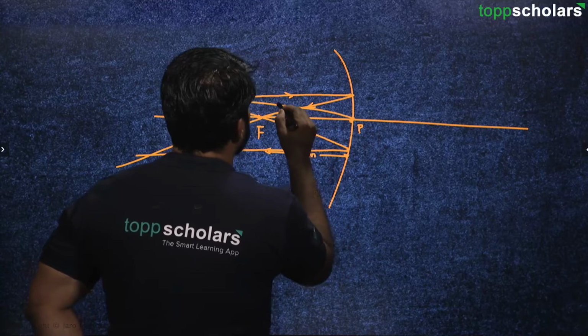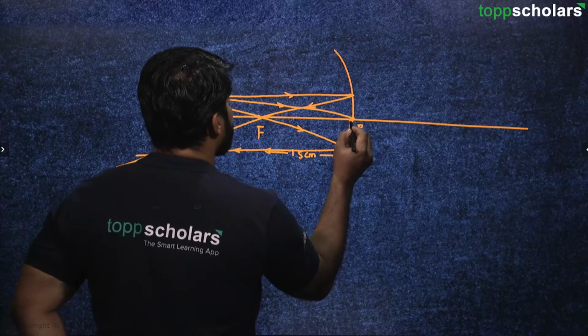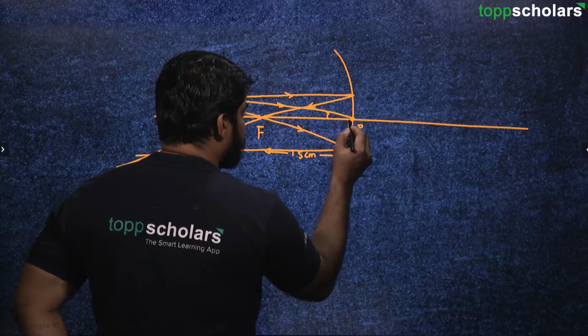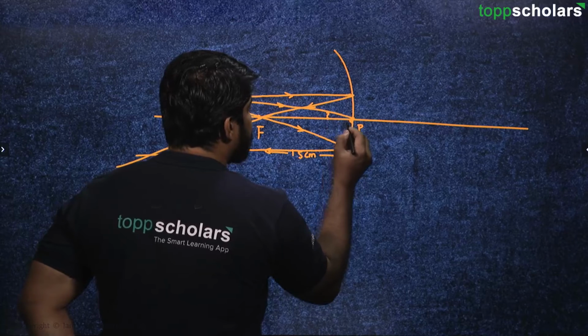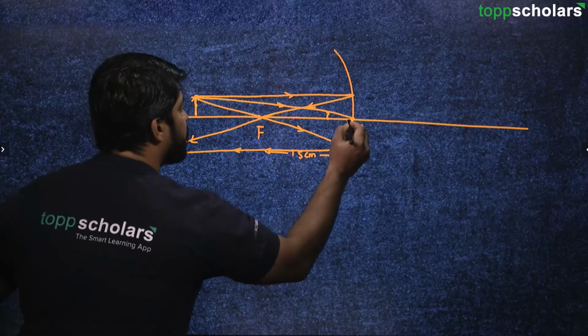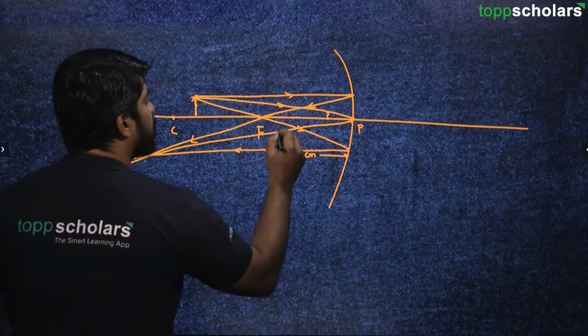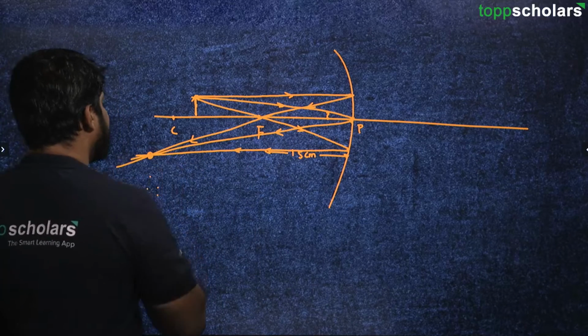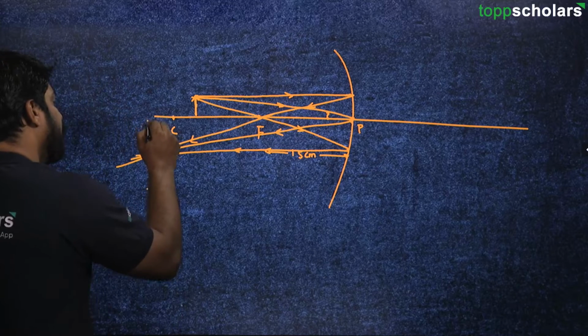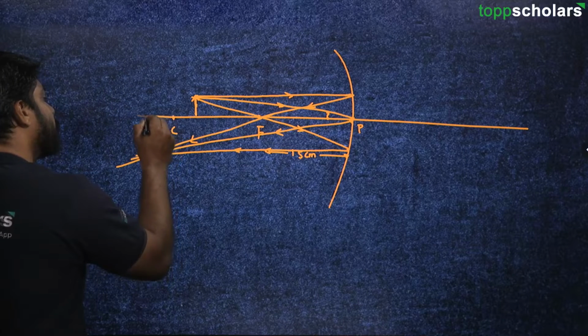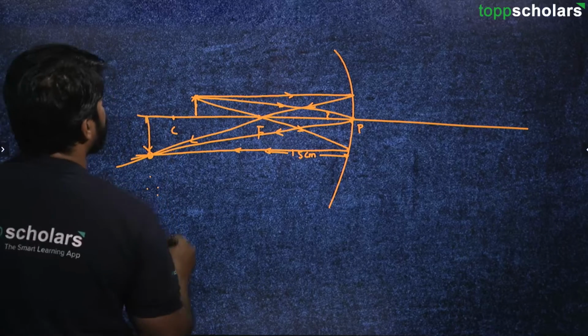So this ray, after being incident at the pole, is going to follow the laws of reflection, and definitely the angle of incidence and the angle of reflection are going to be the same. So after reflection, it would travel in this direction, and all of these rays, as we can see, are meeting somewhere here. So here the image would be formed.